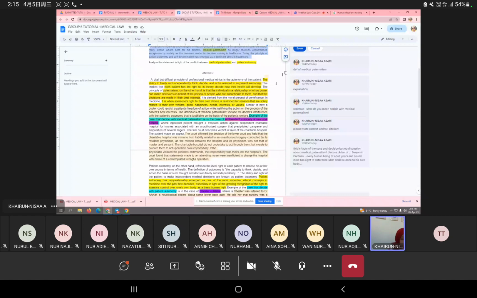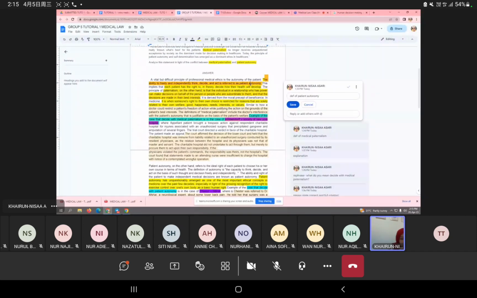So this group started with: a vital but difficult principle of professional medical ethics is the autonomy of the patient. The ability to freely and independently think, and so on, is referred to as patient's autonomy. So you have a definition there, and you have some sort of explanation on patient's autonomy. You can look at my comments here at the side. Can you see my comments?